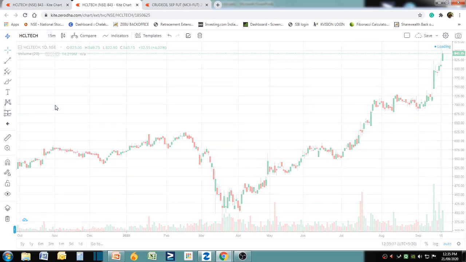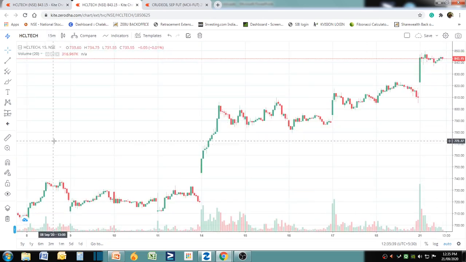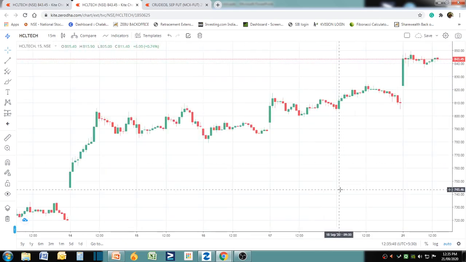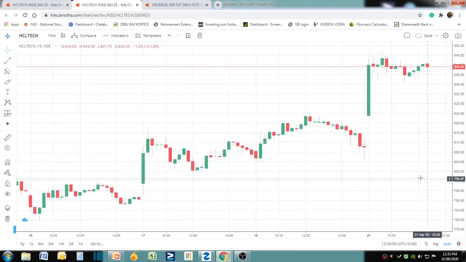So we need to change the time frame to 15 minutes. We have it here. This is the 15 minutes chart. Let's take out the volume so that the plot will be much more clear. Yeah, it's gone. Now you can see, when we enlarge it, this is a picture of Hcltech today.